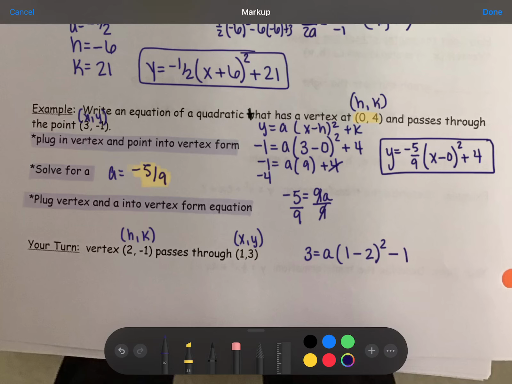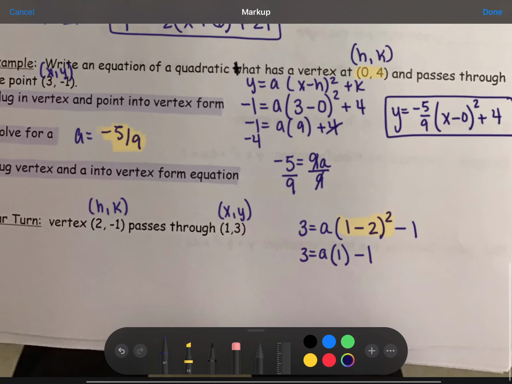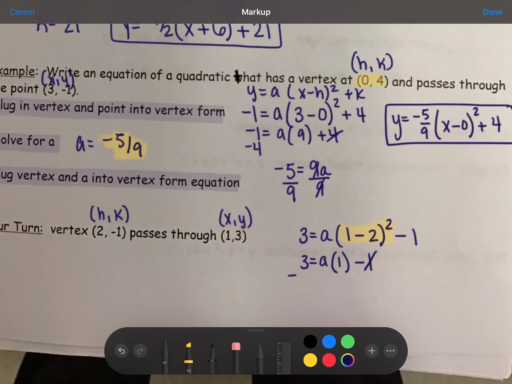All right, to solve this, hopefully you did this part correctly. 1 take away 2 is negative 1. Negative 1 squared is positive 1. So all I did here was simplify this whole section using mental math. Use a calculator if you need to. I'm going to add the 1 to the other side. So 4 equals 1a. 1a is the same thing as a. So my a value is 4.